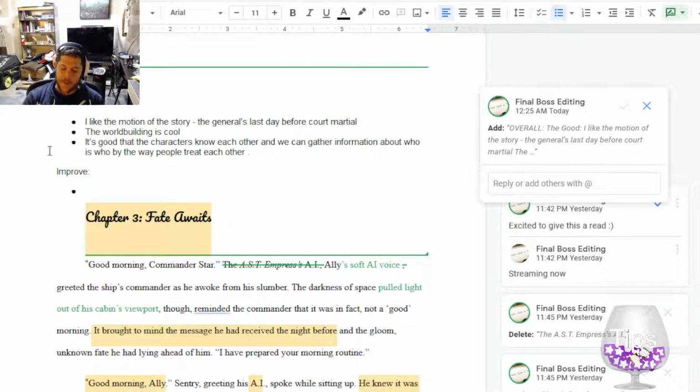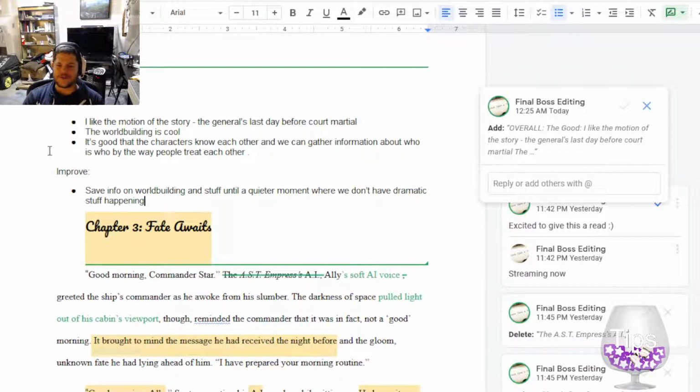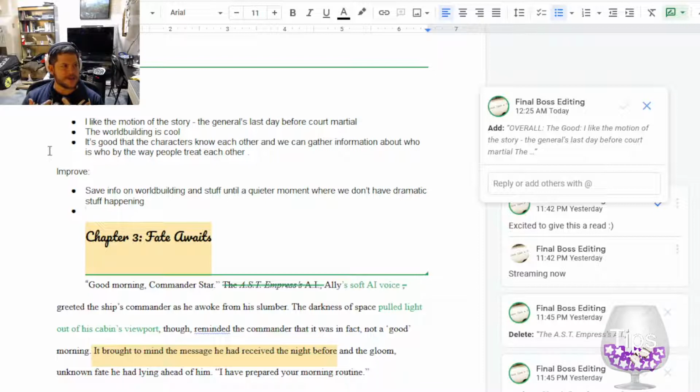Stuff to improve. So yeah, you're in a dramatic scene. There's a lot of stuff happening. Stopping to do world building is only going to slow your story down. That's something you generally want to avoid. So my recommendation in that respect would be, save the world, only give what's necessary to communicate the scene in the story, and then save everything else.